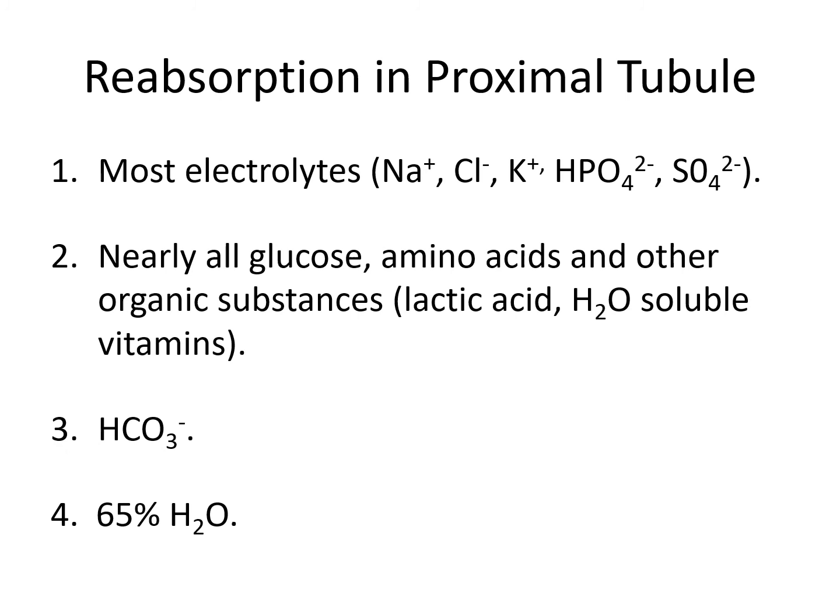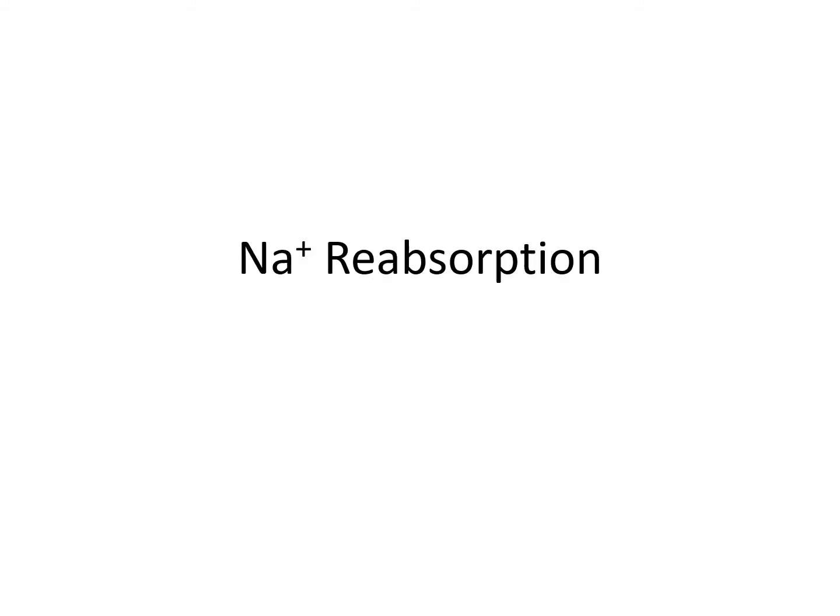How about reabsorption in the proximal tubule? Reabsorption in the proximal tubule includes most electrolytes, nearly all glucose, amino acids, and other organic substances, such as lactic acid, water-soluble vitamins, bicarbonate, and of course, a majority of water is reabsorbed in the proximal tubule. So the proximal tubule is a pretty active area of the nephron.